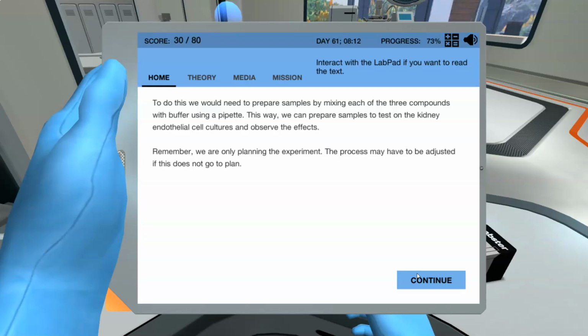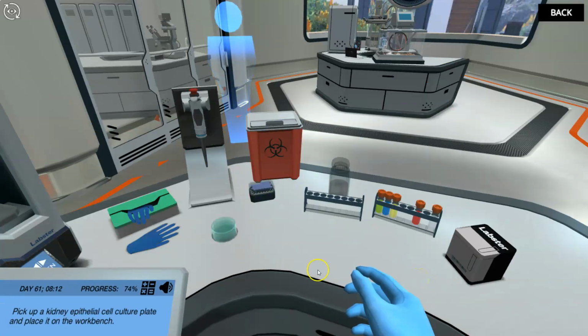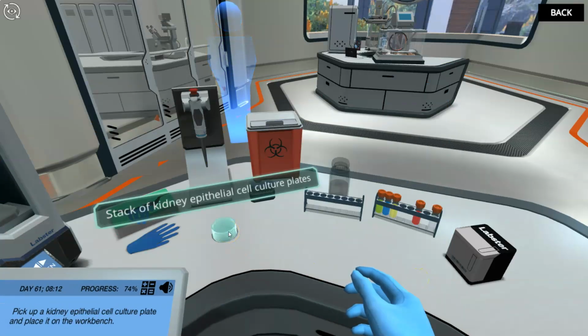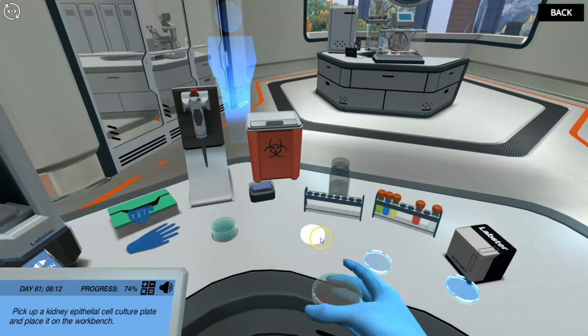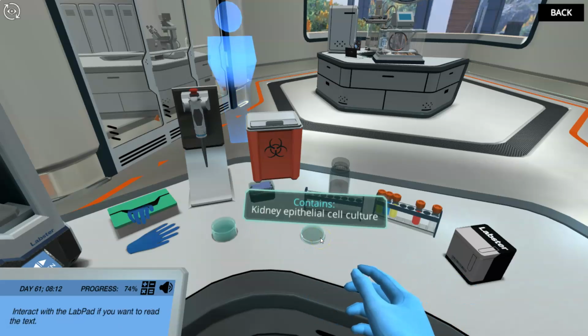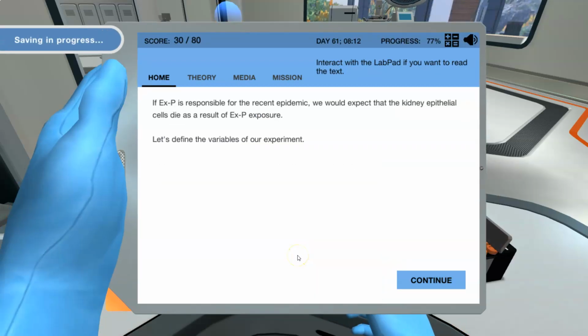Remember, we are only planning the experiment. The process may have to be adjusted if this does not go to plan. Pick up a kidney epithelial cell culture plate and place it on the workbench. If XP is responsible for the recent epidemic, we would expect that the kidney epithelial cells die as a result of XP exposure. Let's define the variables of our experiment.